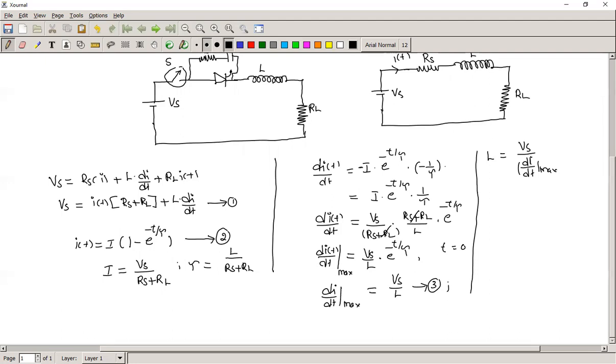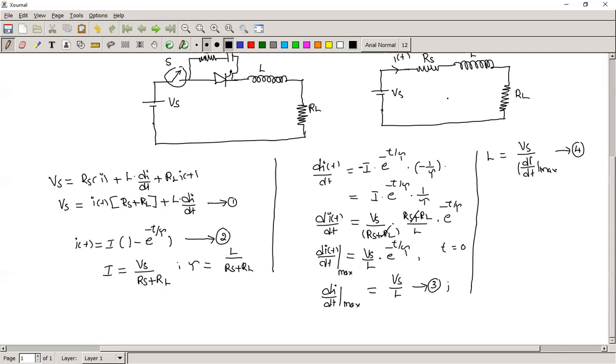Next, di by dt maximum. This is how much rate of change in current can be withstood by the SCR. That is given by the manufacturer. You can take that value so that we can design this L. Now, one parameter is over. This you take as equation 4.